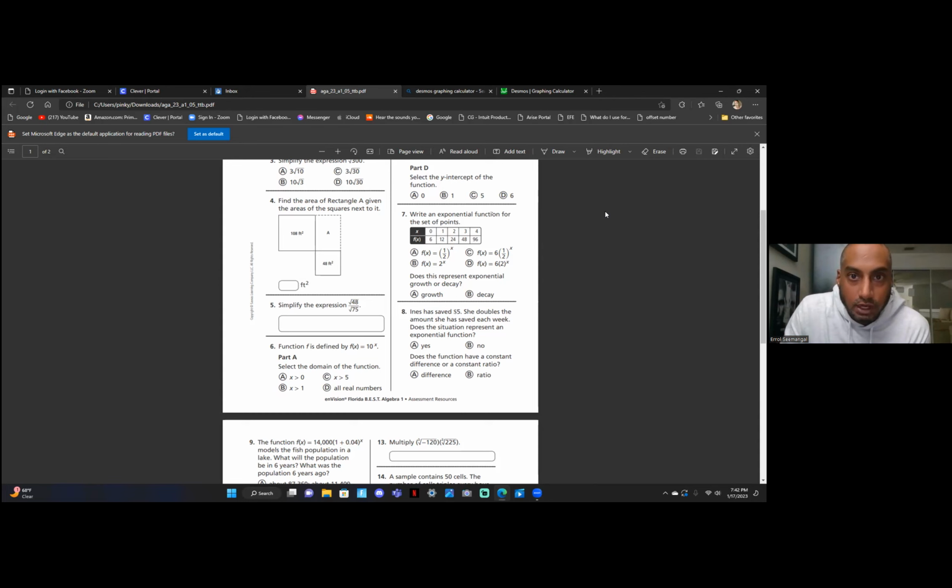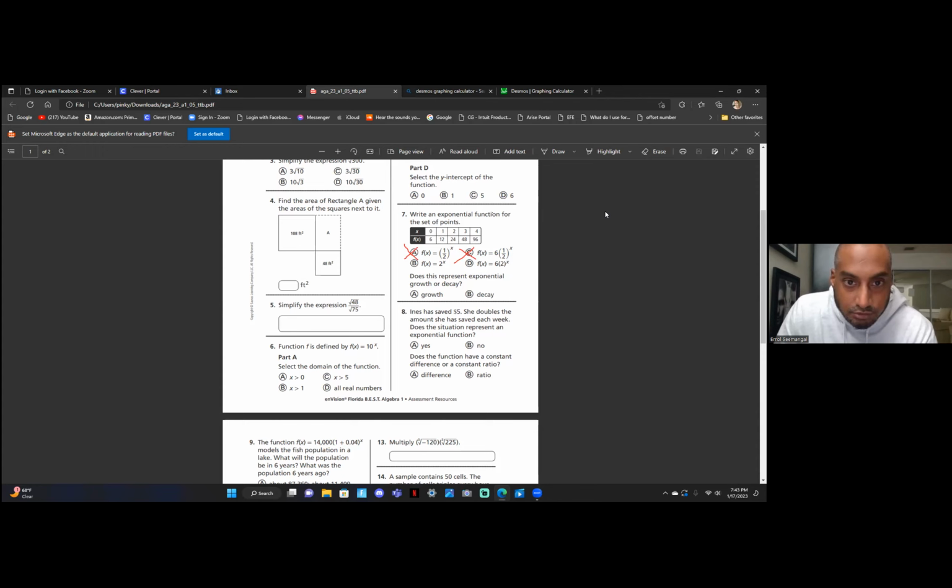So which ones are out automatically? A is out automatically. Which other ones are out automatically? C's out automatically. Is it because of the fraction? Yes, because of the half. Okay, so we got to pick either B or D.